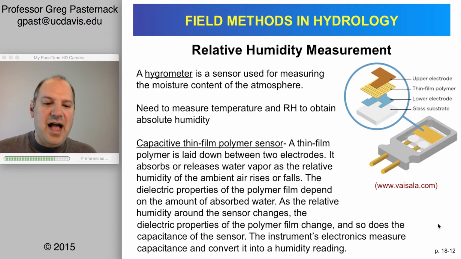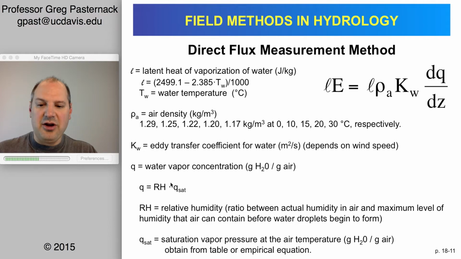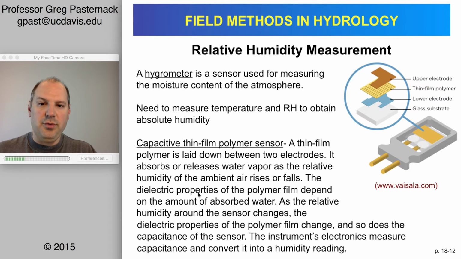Relative humidity relies on a sensor technology that's very old, but has been updated with new digital methods. We're going to see this method again a couple of times. This is a device called the hygrometer. It's a sensor used for measuring the moisture content of the atmosphere, and it can be used to measure relative humidity. If you also measure the temperature side by side with relative humidity, then you can get absolute humidity, because the temperature goes to calculate Qsat, and then you can solve for Q.